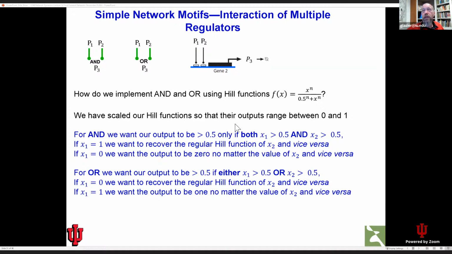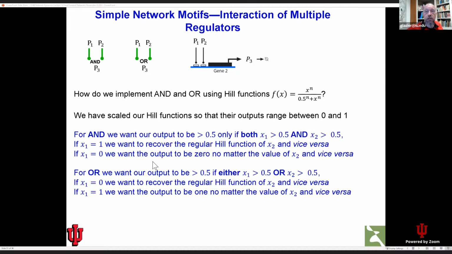We have to think now about this. We have the concept of a Hill function. Now that Hill function could be a function of P1 or P2 or P1 plus P2 or P1 times P2 or P1 over P2. Or it could be something like P1 to the n plus P2 to the n or P1 to the n times P2 to the n. A lot of possibilities.